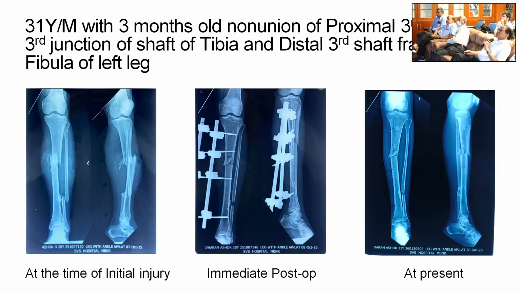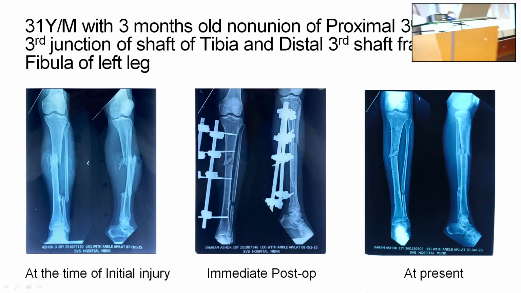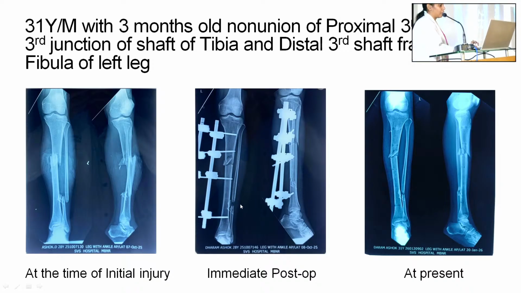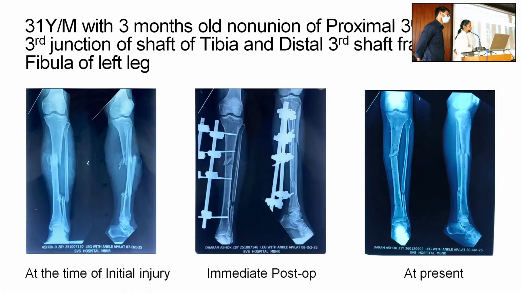A 31-year-old male with 3 months old non-union of proximal third, middle third junction shaft of tibia and distal third shaft fracture of fibula of left leg, sir. This was the initial injury, immediate post-op, and this is at present we have done. Go back. What is the duration? 3 months. Immediate post. At present, you put a duration here, easy.